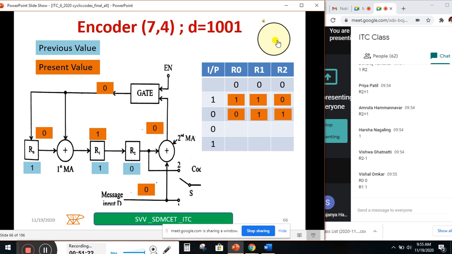Now I'll pause here and give you time. I want you to type the third row. What will the third row be?